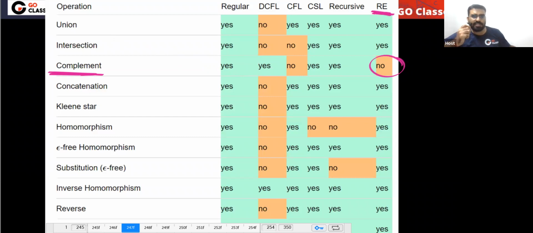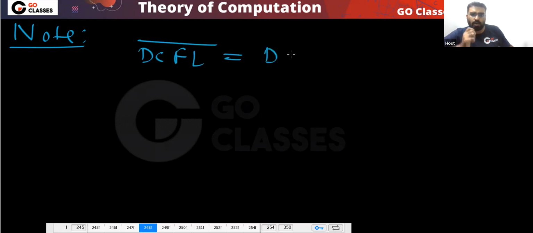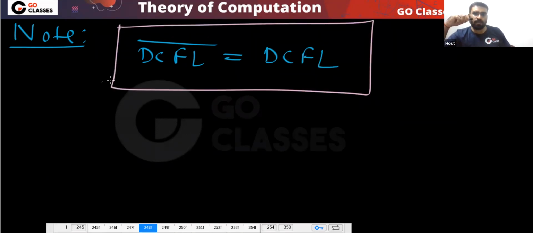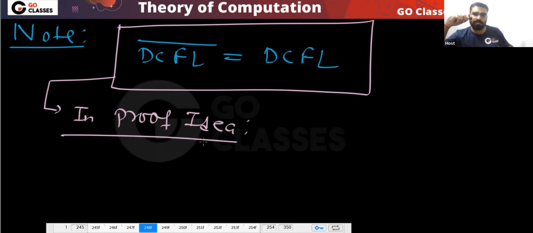And what was the important point in this proof? This is the most important point. Remember? In this proof, what was the most important point? DCFL complement is DCFL. I told you. In the proof idea, what was the important point? Anyone remembers?